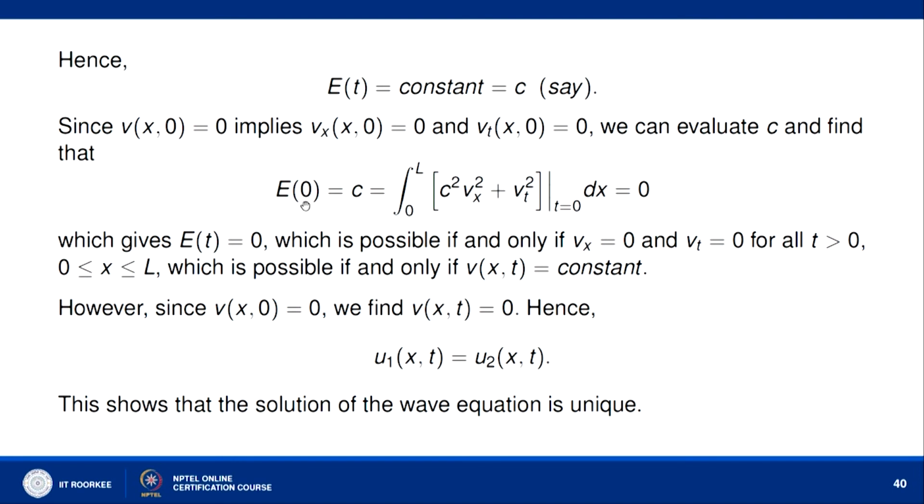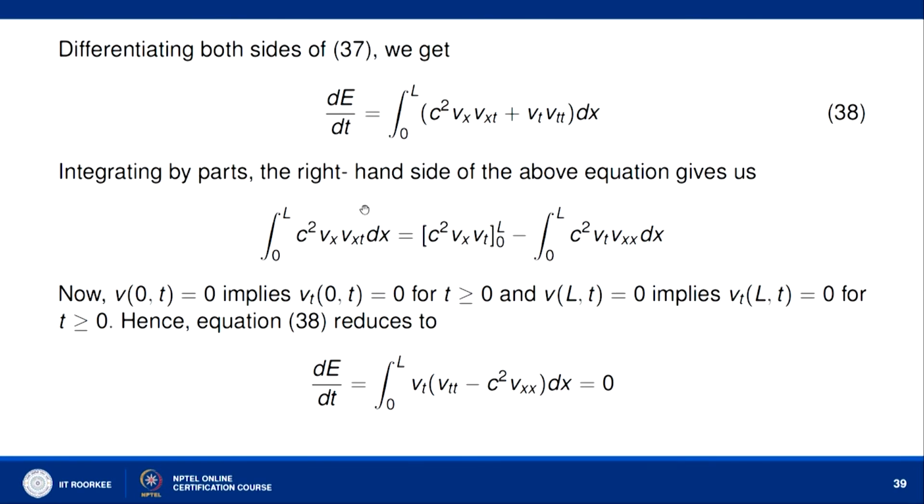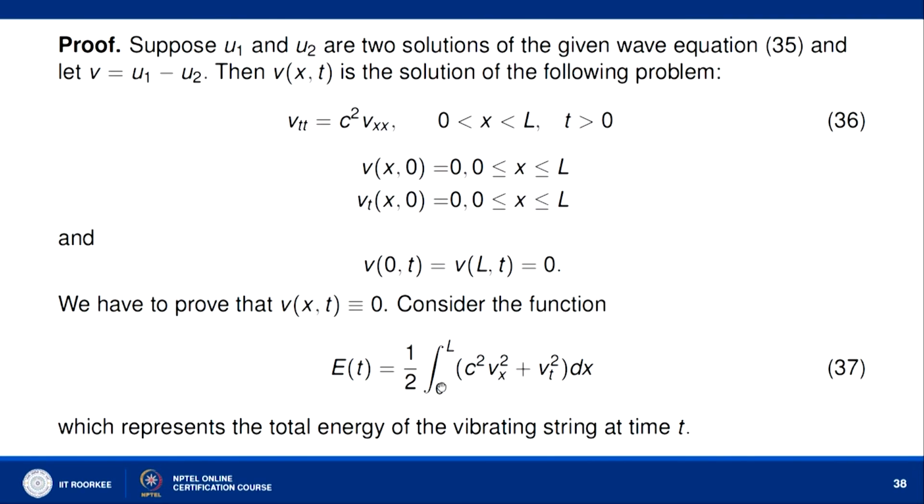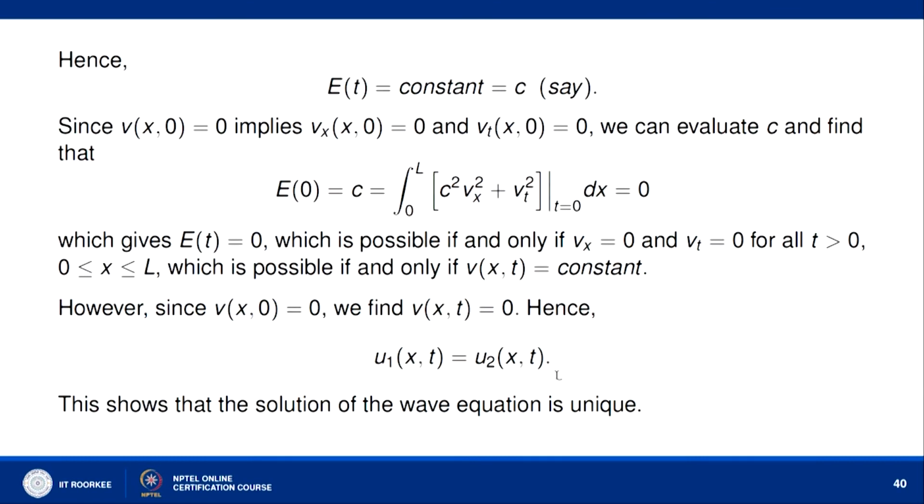So, we can calculate E(0). E(0) is equal to what? It is the integral from 0 to L of c squared v_x squared(x,0) plus v_t squared(x,0). When you do this, this value is coming out to be 0, this value is coming out to be 0, and hence E(0) is coming out to be 0. But since E(t) is constant, this constant value is coming out to be 0. So, it means that E(t) is 0 for all t.